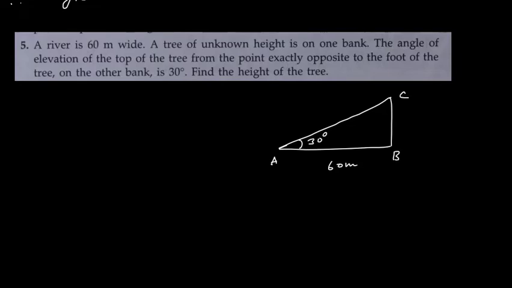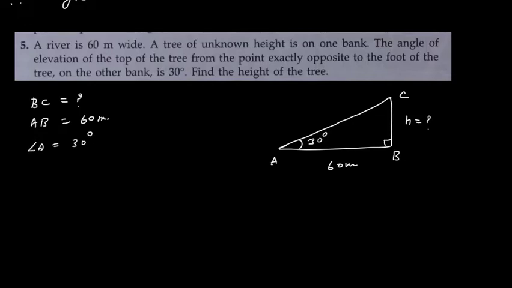So again in this triangle ABC, this BC is unknown. BC is question mark. Have you understood? This is the width of the river which is 60 meter, and there is one tree. BC is a tree which is of unknown height. And when I see from this point A, from the other point on the bank, the angle of elevation of the top of the tree is 30 degree. So your angle A is 30 degree.